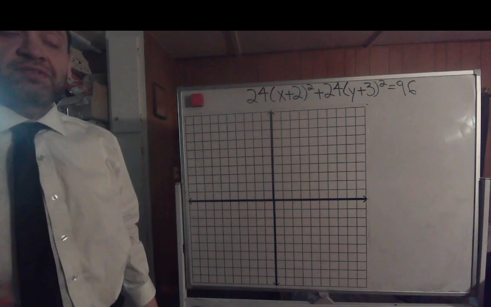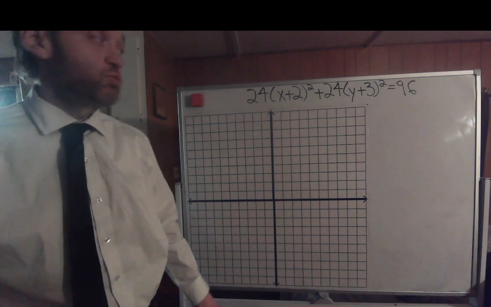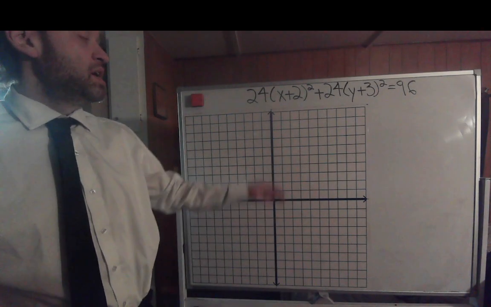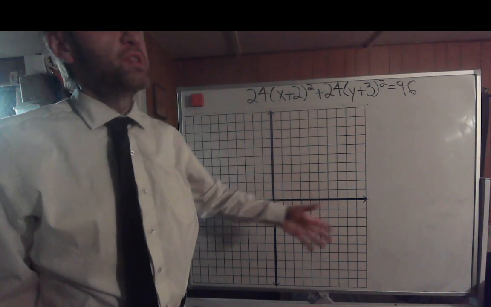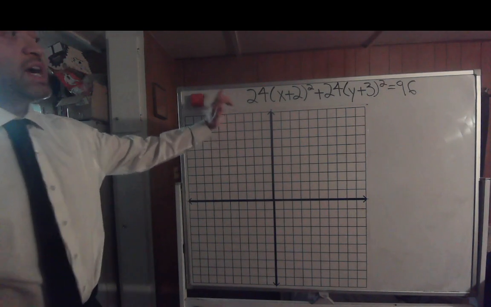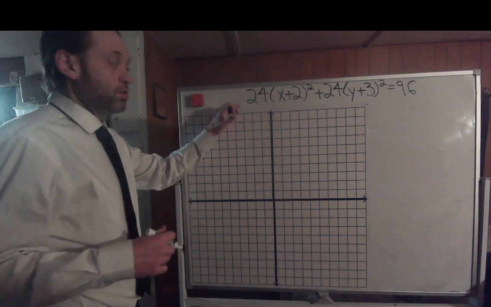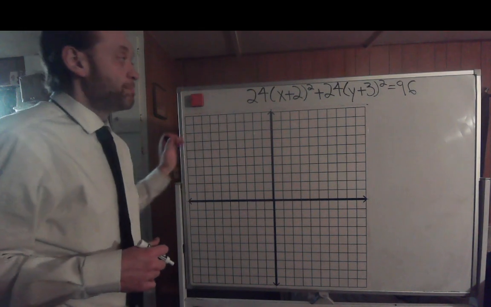If you didn't have the same coefficient, this would become an ellipse, which will be in the next lesson. We'll get into ellipses. But if you have the same coefficient on both your variable terms, then it's a circle. So we need to divide both sides by 24 to make this simpler, because the coefficient should be 1 on the left-hand side.